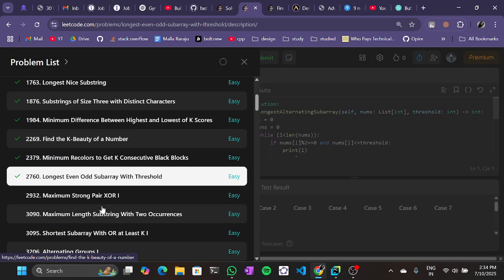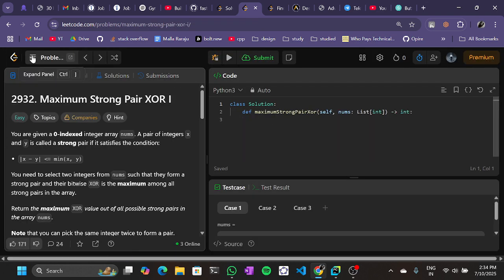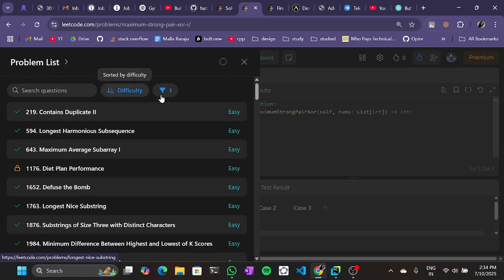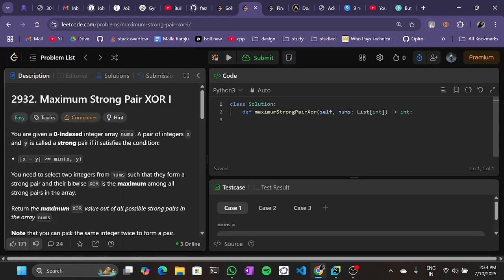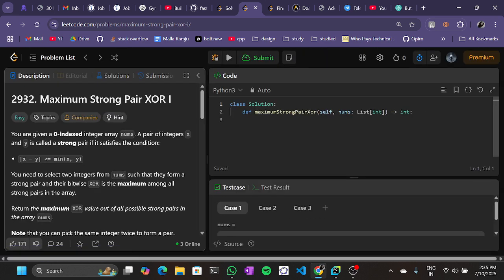Going to the next problem, the sliding windows problem. So the problem we will be solving today is LeetCode 2932, Maximum Strong Pair XOR 1. Okay, XOR, whatever.